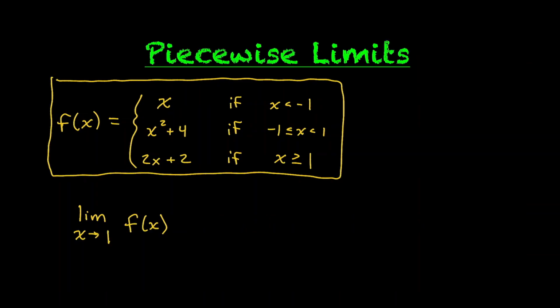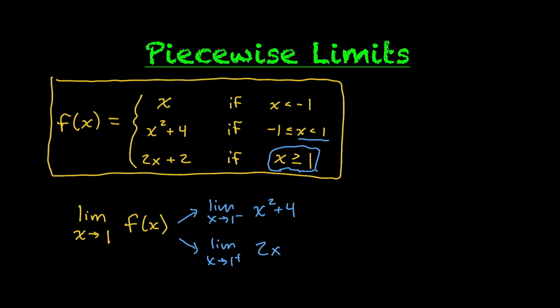Let's try one more with this piecewise function. So here I'm doing the limit as x goes to 1 of f of x. Again, I want to ignore the fact that x is greater than or equal to 1. I don't want to just use that one. Again, the limit as x goes to 1 has a left side where x is less than 1. And if x is less than 1, we're going to use the middle function, x squared plus 4. And it has a right side. If x goes to 1 from the right, now x is greater than 1, and we're going to use the bottom function, 2x plus 2.